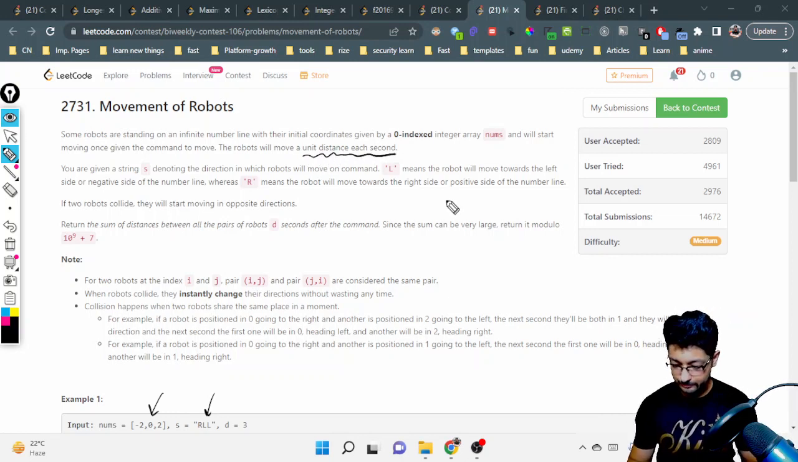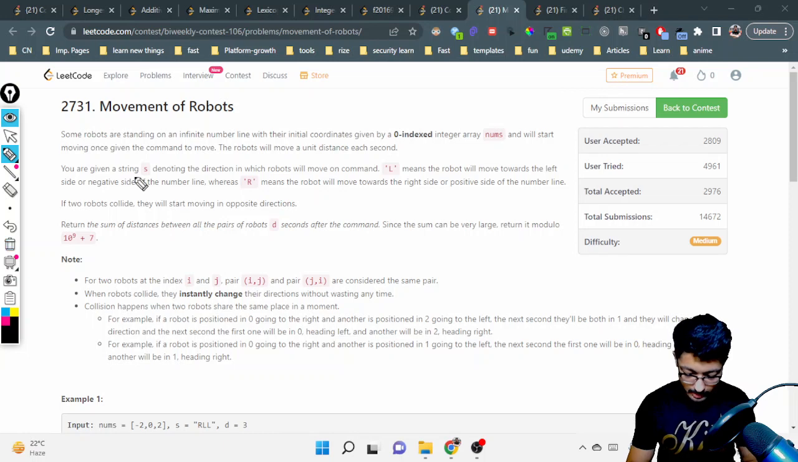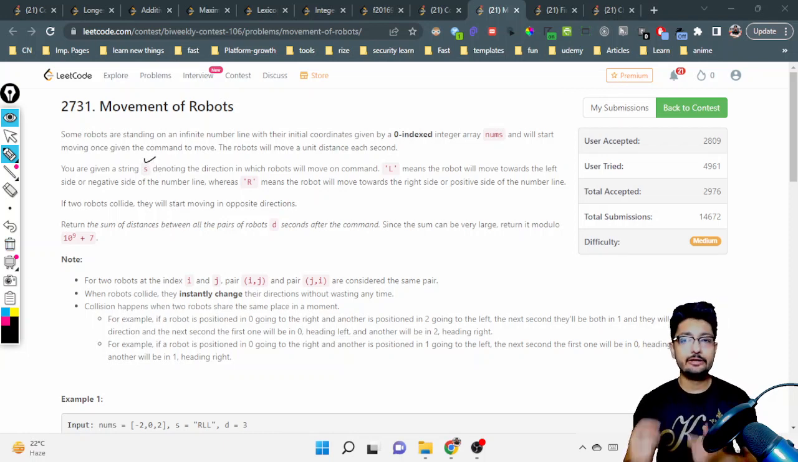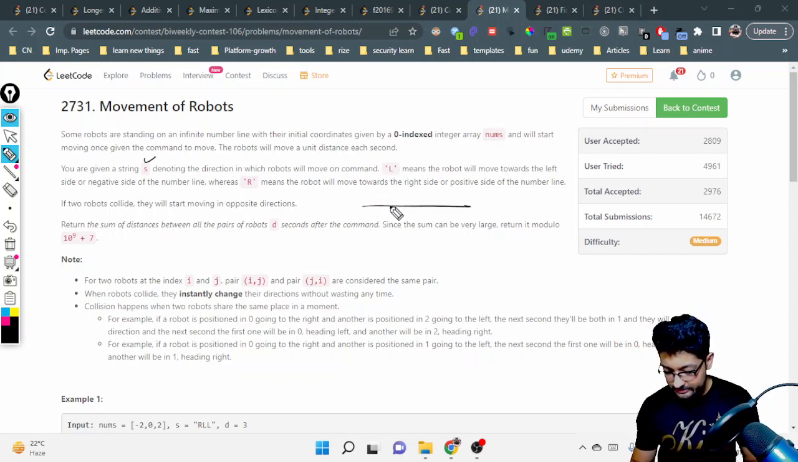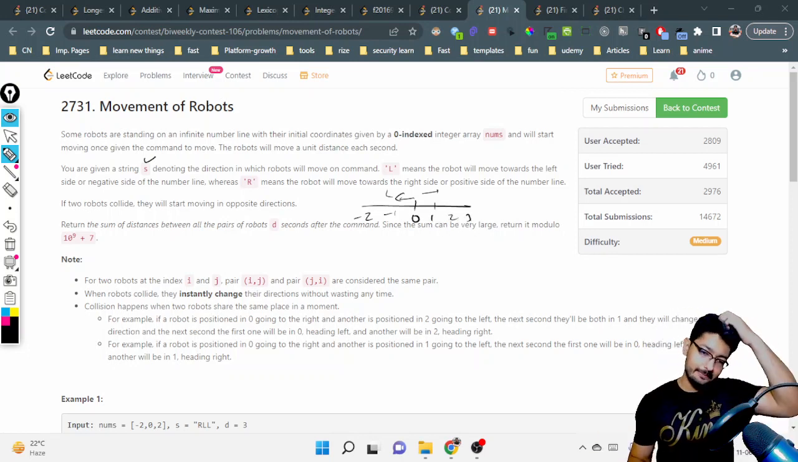Okay, so let's say if they are at position 2, in every second they'll move from 2 to 3, 3 to 4, and so on. Now you're also given a string s denoting the initial direction in which the robots will start moving. If it is L, they move to the left direction, the negative side. So if it is 0 and this is the left side, they will move to -1, -2, and so on. If it is right, they will start moving to 1, 2, and 3. So left and right depend upon this.